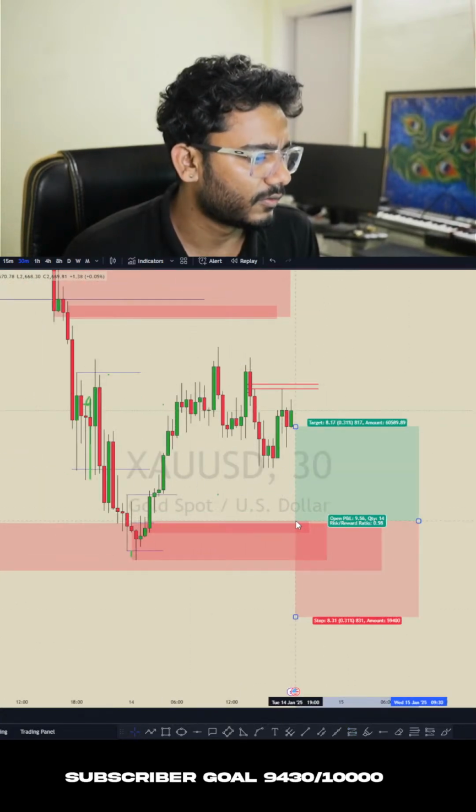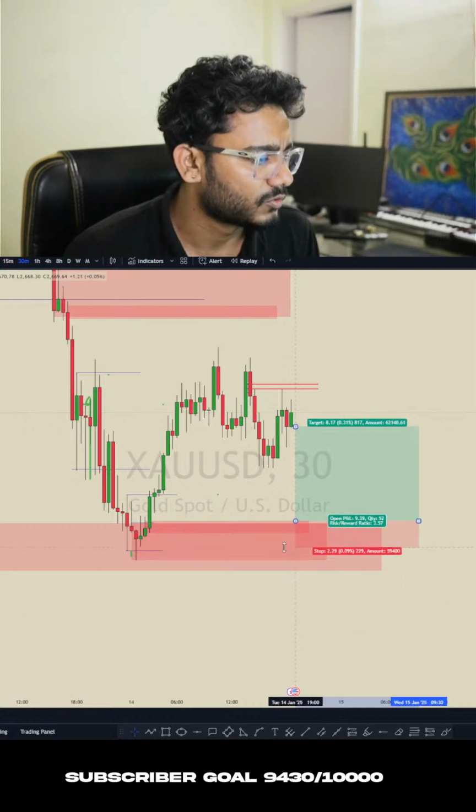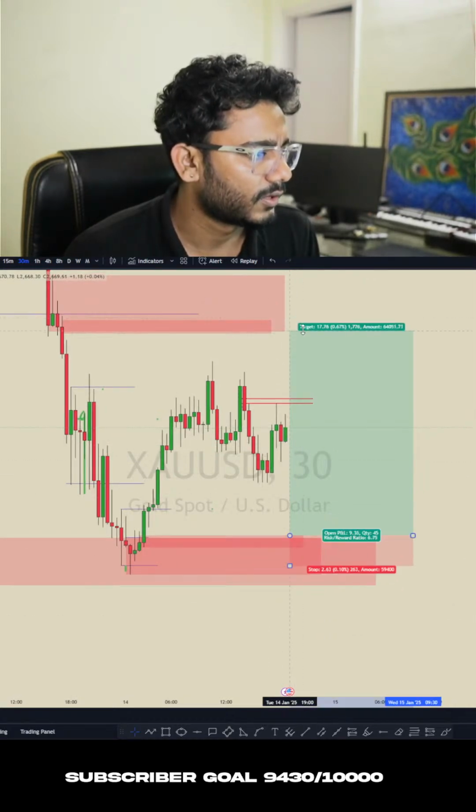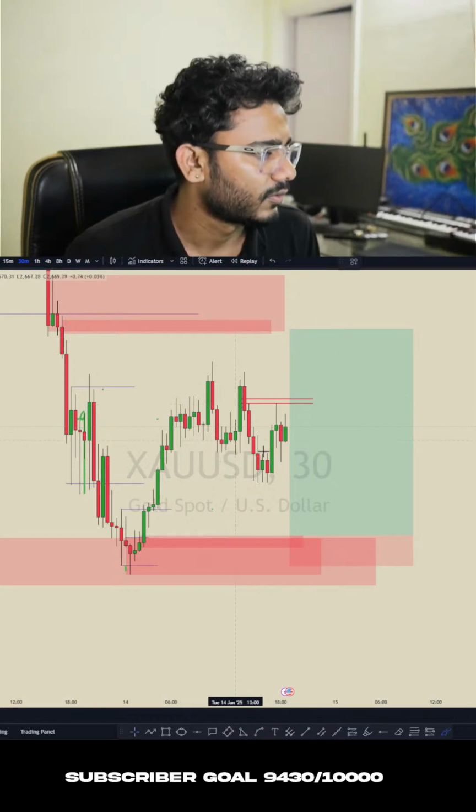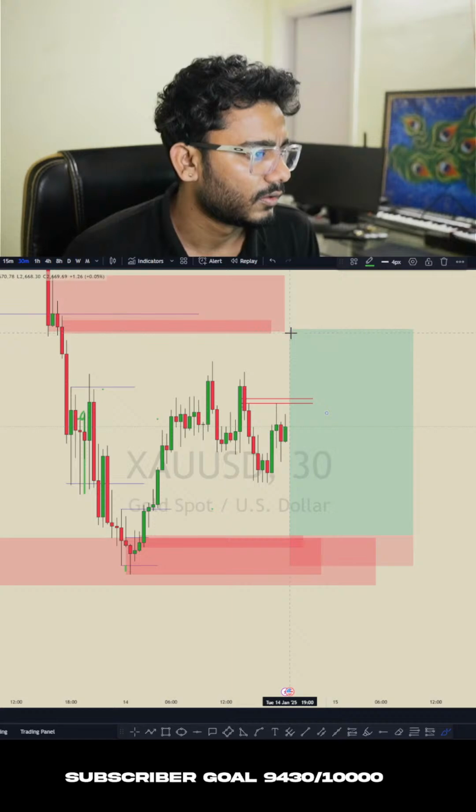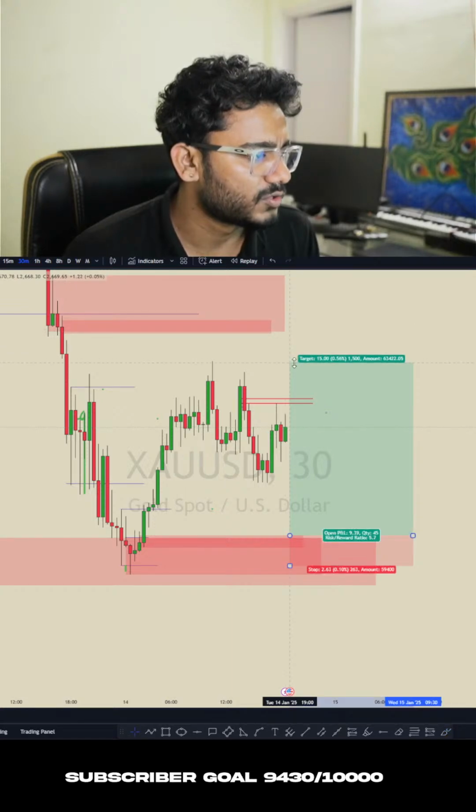If price gives us confirmation, we can buy here. Stop loss below this low, and the next high will be our target, so around 1 is to 6. Or maybe the next high or the next demand zone. So here we can say it's 1 is to 5 and here 1 is to 4 something.